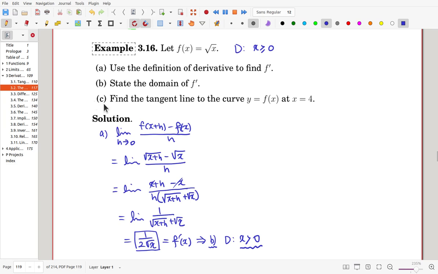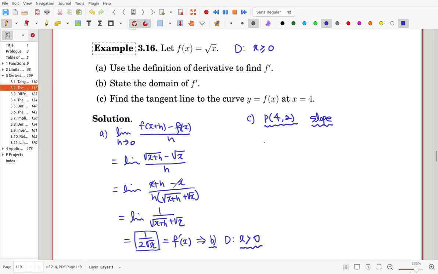Okay, now we'll find the tangent line to the curve at x equals 4. For that, we have to find the slope. We know that the point is x equal 4, then y, square root of 4 is 2, so the line is passing through this point. Now we have to find the slope. So we can use a point slope formula.